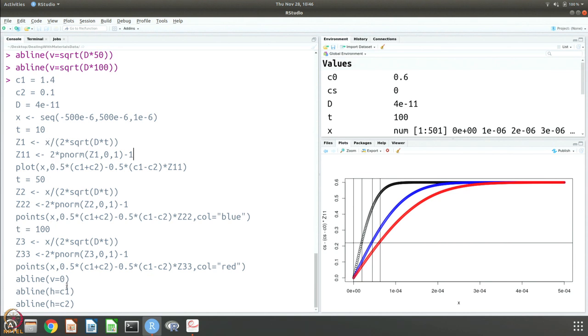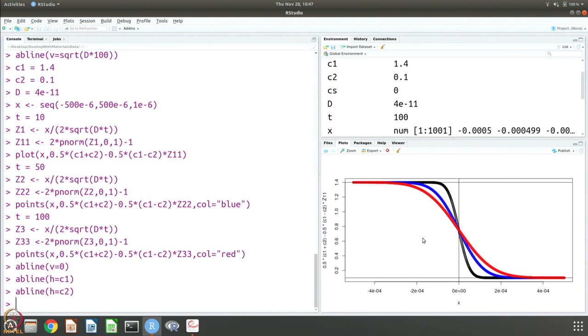As usual, we draw some lines to show, for example, where the interface is, where these two things are put together, and what the far-field composition on either side is, C1 and C2 for the left and right respectively. So let us do this. This figure is also there in Porter and Easterling. So you see that we took a material with 1.4 and another material with 0.1.